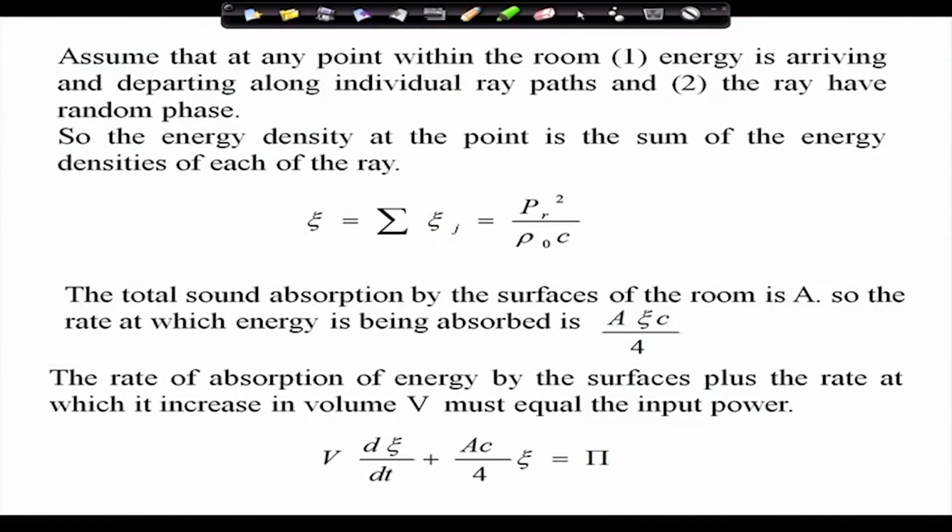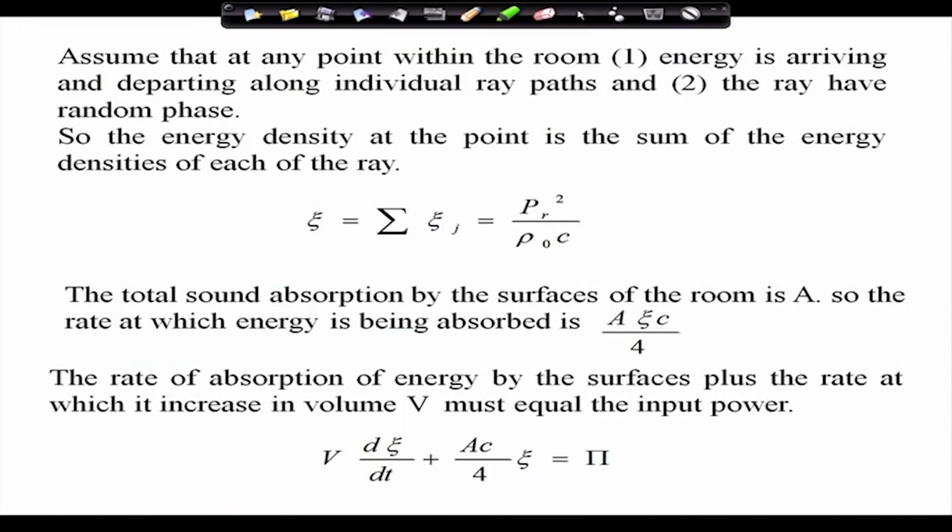So, I know the rate of energy incident on the unit area of the surface. Assume that one part of that incident energy is absorbed by the surface and one part will be reflected back. Okay. So, the energy arriving and departing, incident and reflected, are individual ray paths, and the rays have random phase. I know that it is random. So, the energy density at the point is the sum of the energy densities of each ray.